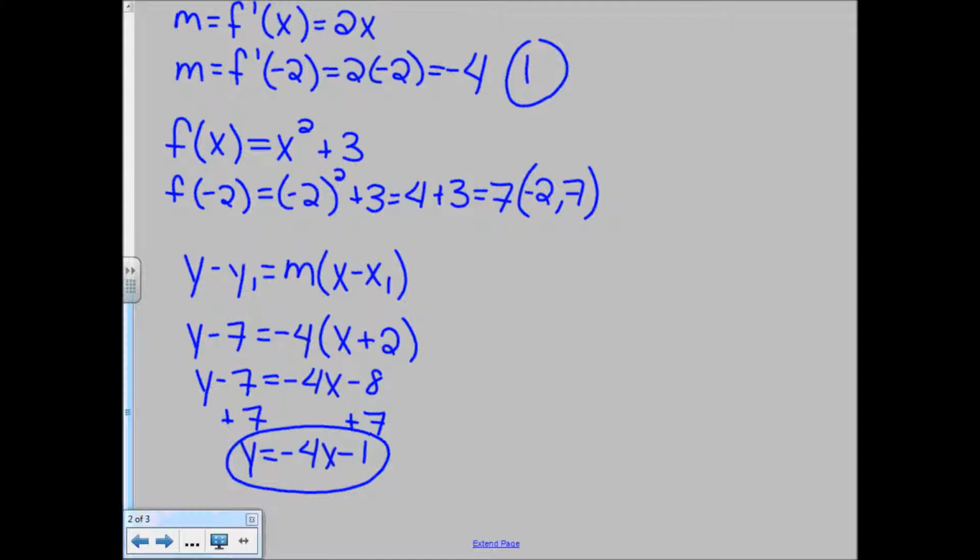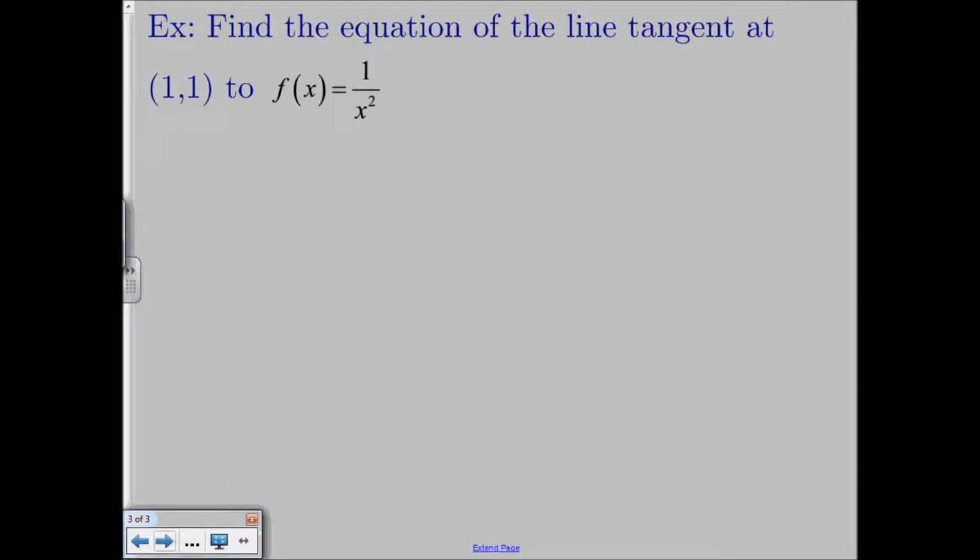So that's how you go about finding the equation of a tangent line using your derivative. Let's do one more example, and hopefully you'll get the process down. We're going to find the equation of the line tangent at the point (1, 1) to the function f of x equals 1 over x squared. Remember, we need to know our slope, and we need to know our y-intercept. We need to find those two pieces of information.